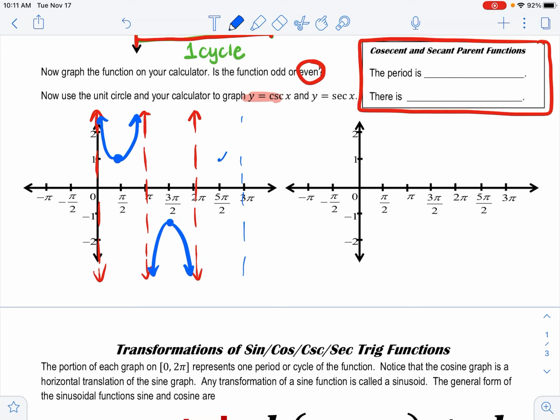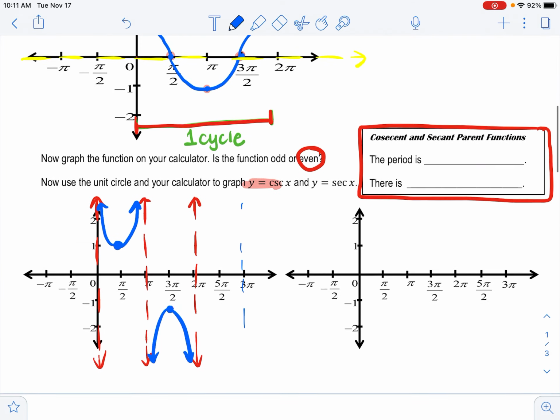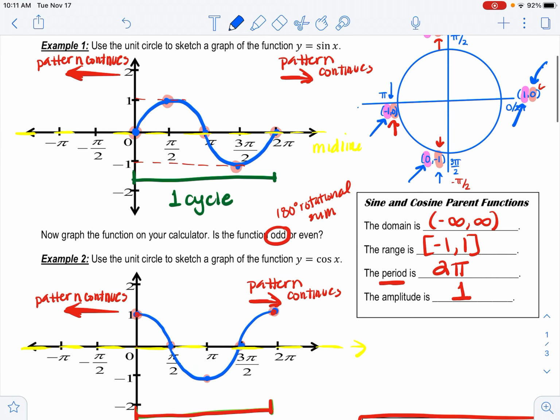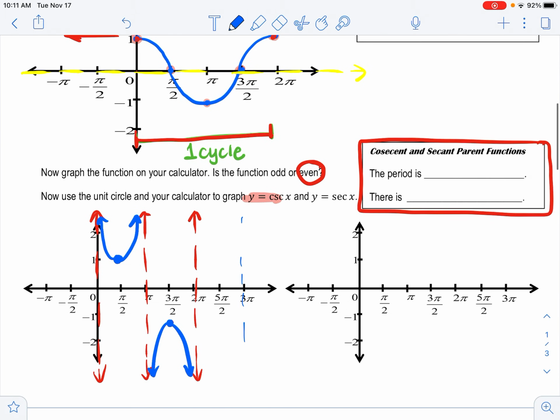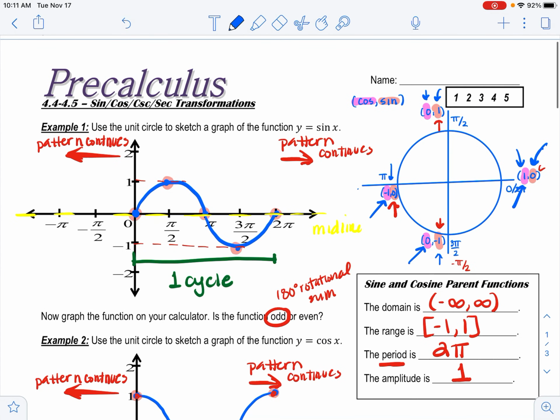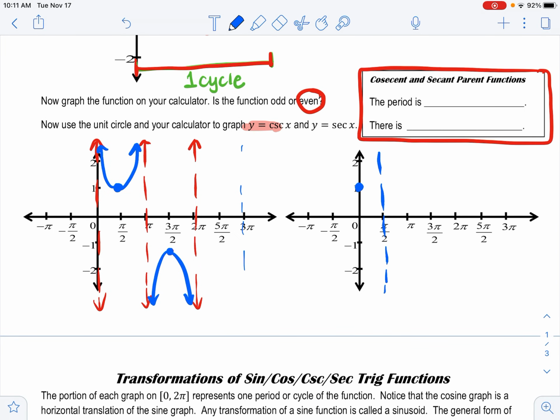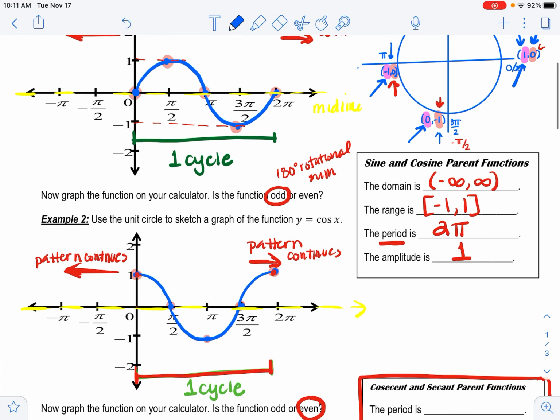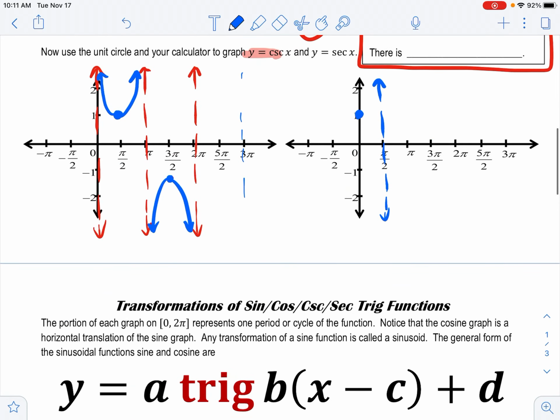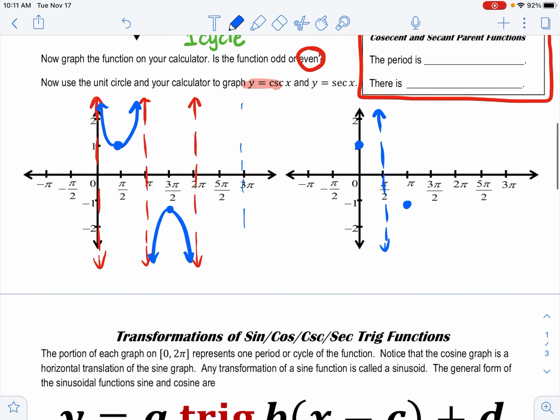All right, let's do the same thing with secant. Once again there's an asymptote here, and then there's a piece right here that goes on forever. Secant is the reciprocal of cosine, so we can do it the same way. I'll start at 0. The reciprocal of 1 is 1, so we have a point at 0, 1. At pi over 2, the reciprocal of 0 is undefined, so we have an asymptote there. At pi, the reciprocal of -1 is -1.